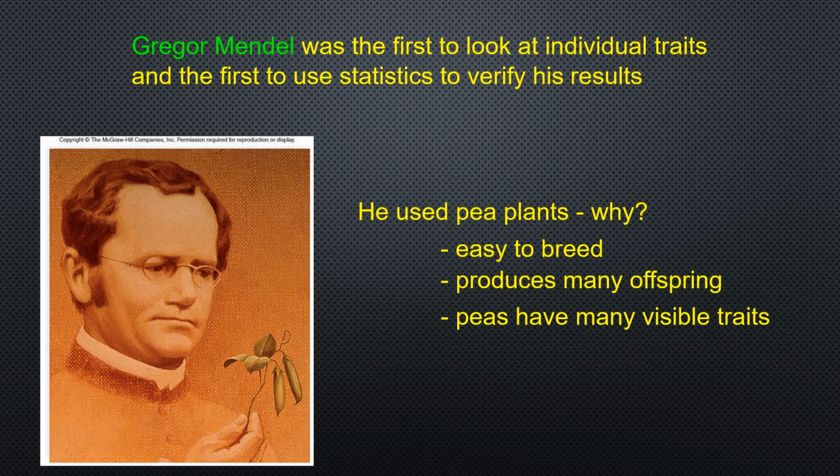So he used pea plants when he was looking at these inherited traits. Why pea plants? Well, one is that they're easy to breed, they produce a lot of offspring, and peas have many visible traits that would make them easy to distinguish between each other.